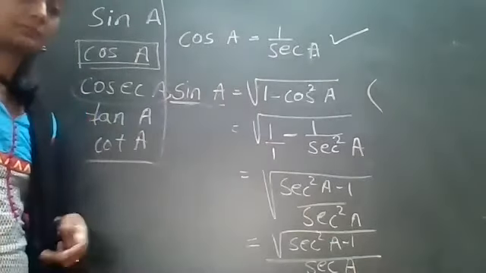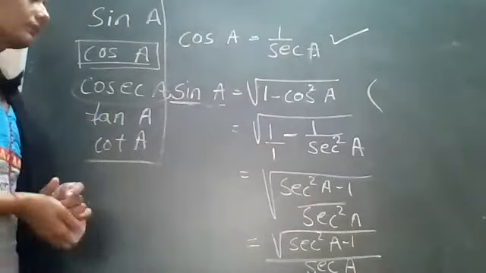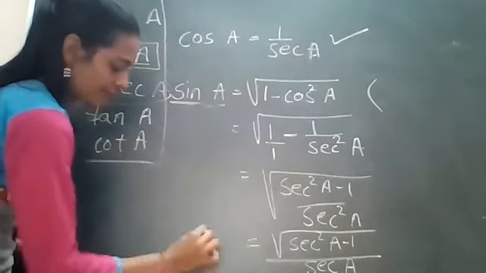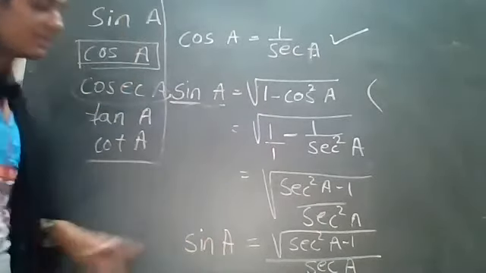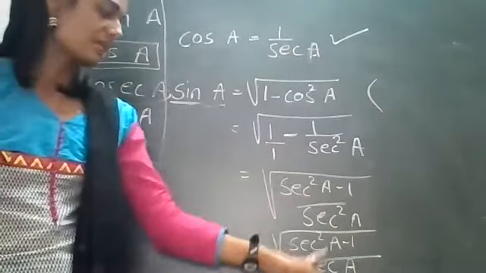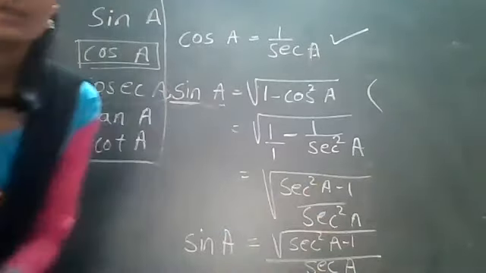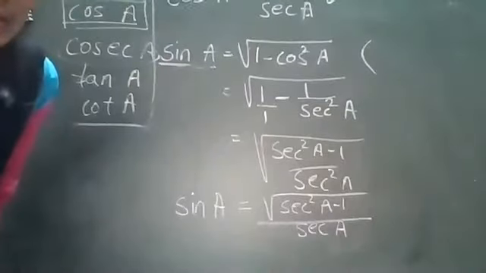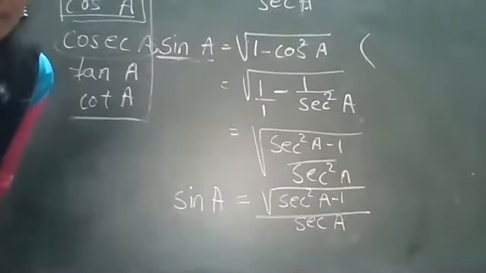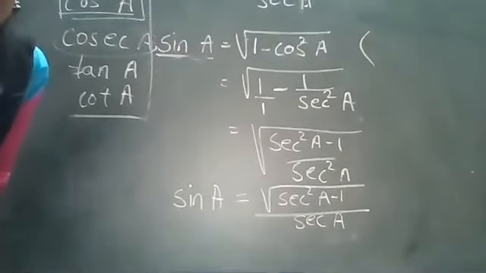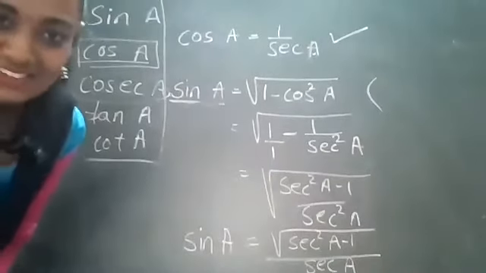Clear? So we can write that sin A is equal to under root of sec square A minus 1 upon sec A, in terms of sec A. Okay? Understood everybody?